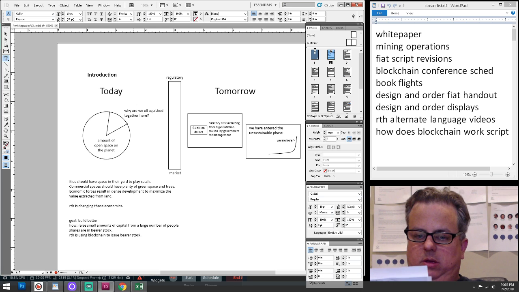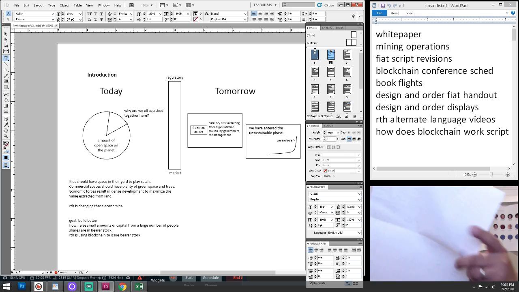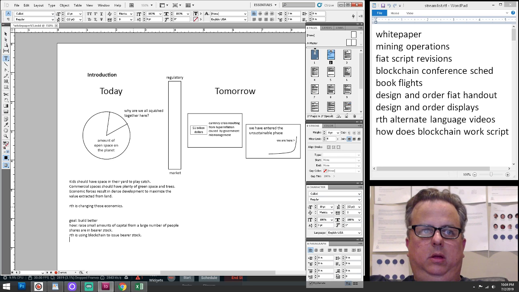Here it is. So it says building good, token equals ownership share. Same as bearer stock. We're using blockchain for proof of ownership. Building good. Token equals, so I brought that part up, and then we have token equals that.